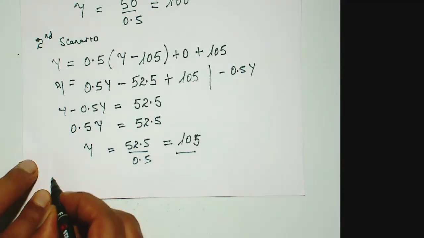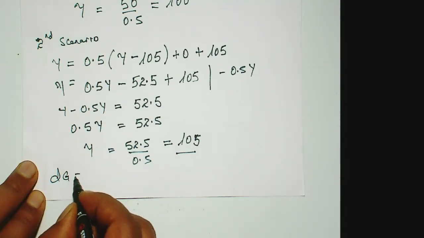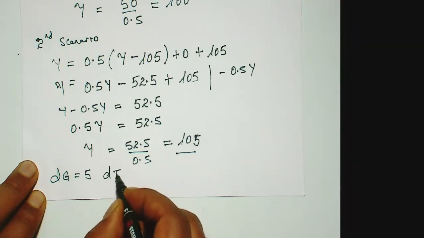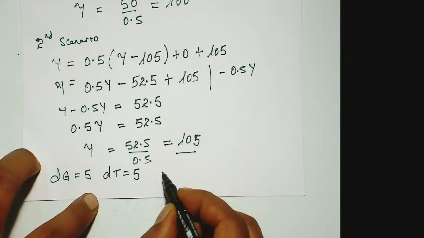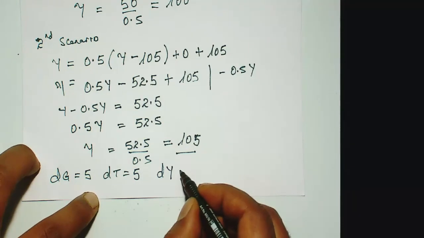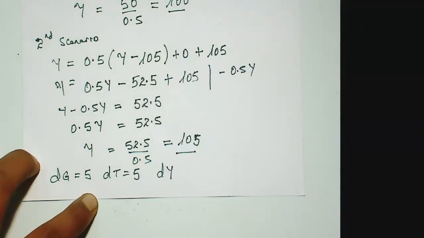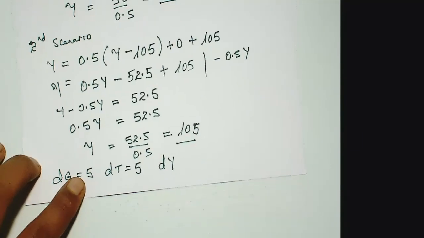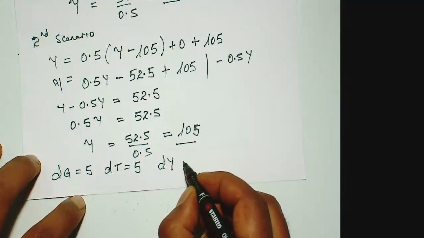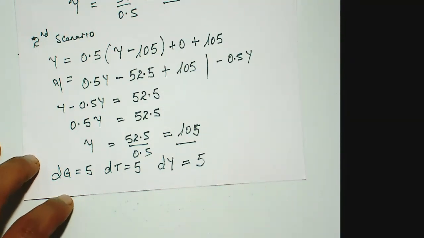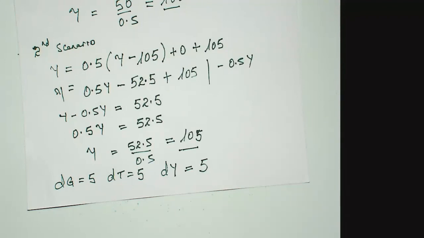So as you can see, we had said dG was 5, dT was also 5, and our dY, in this case, changed from 100 in our basic scenario to 105 in our second scenario, so it is also to be represented by 5 units.